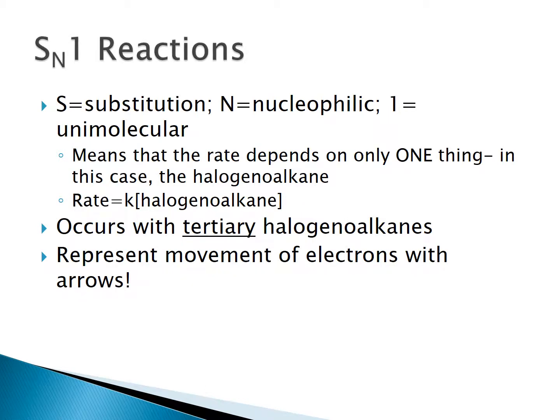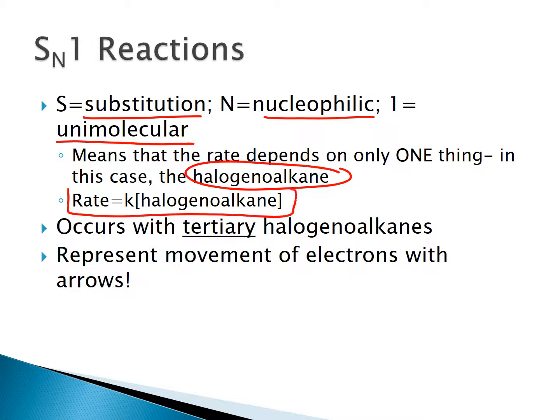Okay, so the first type of reaction we're going to talk about is an SN1 reaction. And in SN1, the S stands for substitution, the N stands for nucleophilic, and 1 stands for unimolecular. So what that means, that it's unimolecular, is that in the rate determining step, there's only one reactant. So in this case, the halogenoalkane is involved in the rate determining step. Since it's unimolecular and only the halogenoalkane affects the rate, if we were to write the rate law for an SN1 reaction, it would look like this. Rate equals k, the rate constant, times the concentration of the halogenoalkane. This is going to occur with tertiary halogenoalkanes, and I'll review that in just a second.